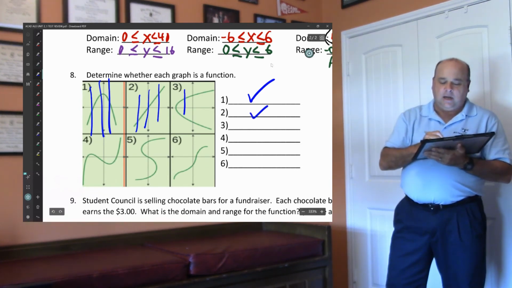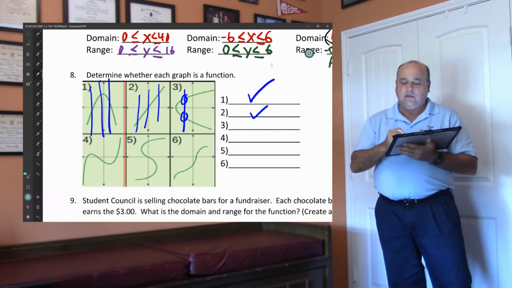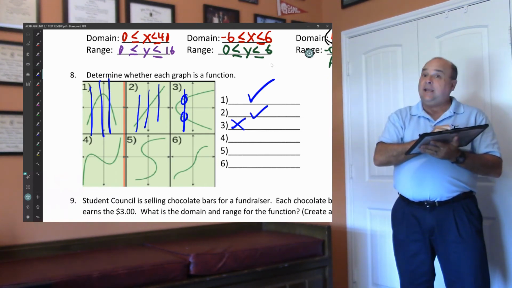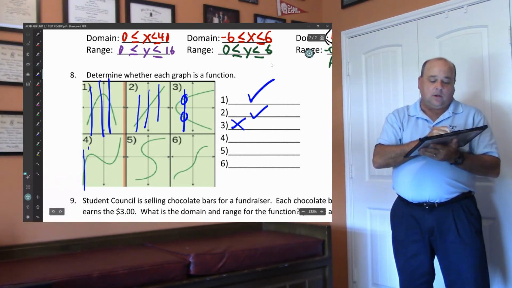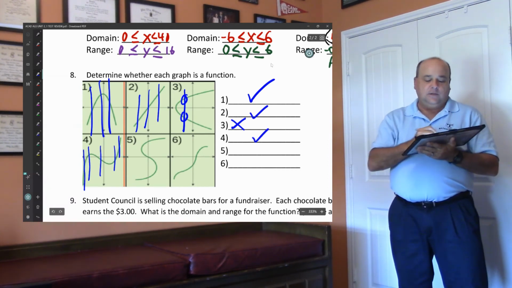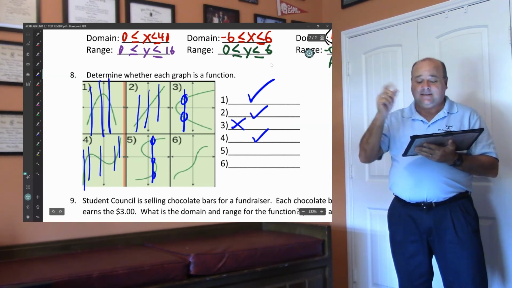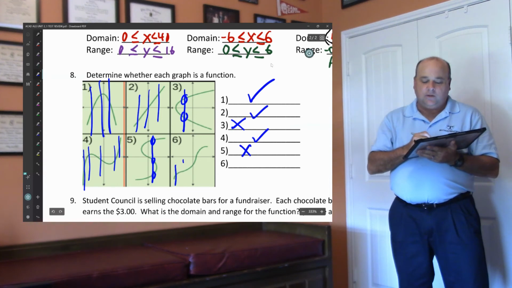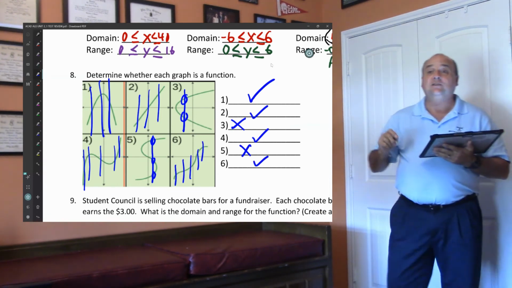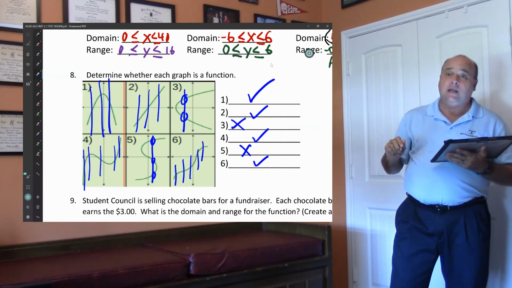Number 3, the vertical line crosses twice. That means the x repeats. So it's not a function. Number 4, this looks like it does, but it doesn't. A vertical line's only going to cross it once. So this is a function. This one right here, the x is really repeating here 3 times. That is not a function. And on the last one, this is a function. Check. So 1, 2, 4, and 6 are functions. 3 and 5 are not functions because the x is repeating.